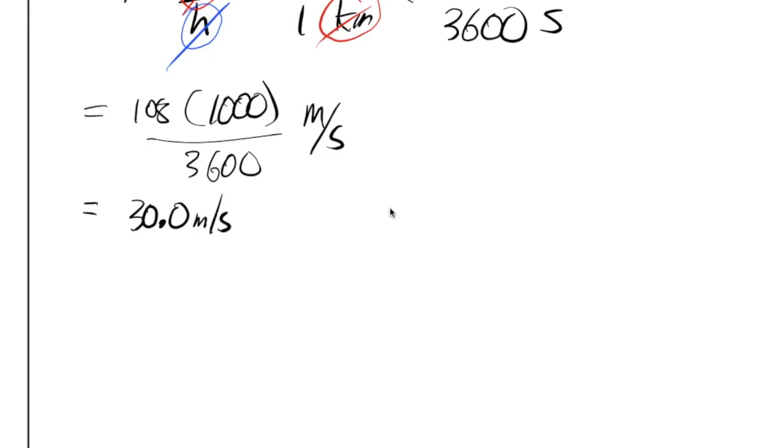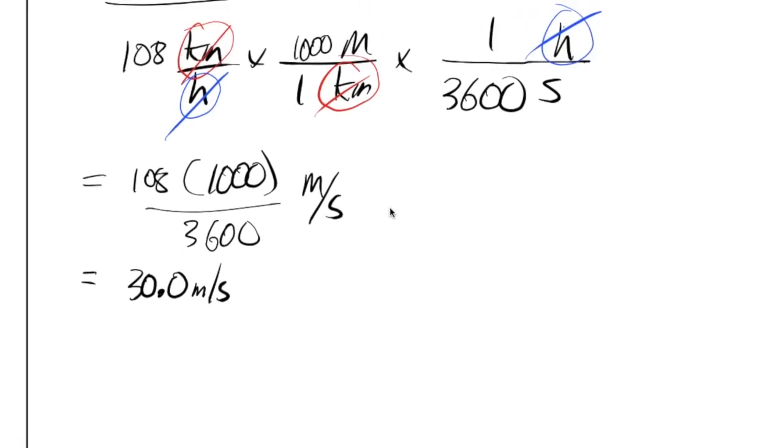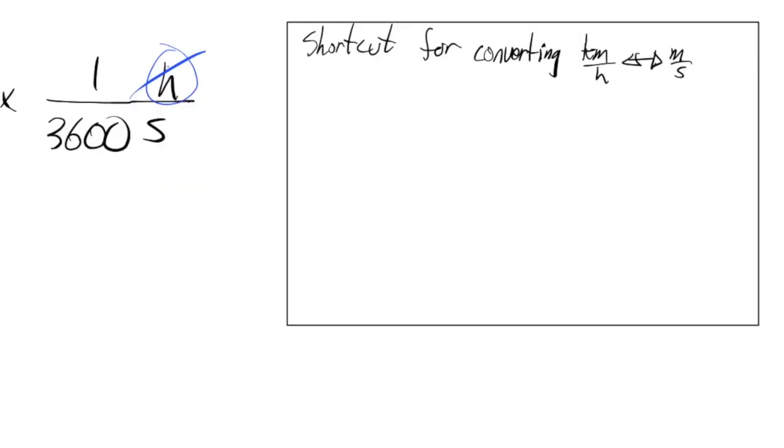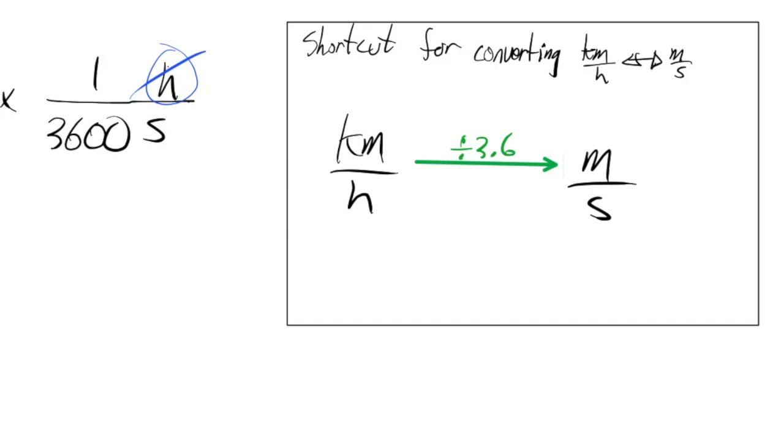However, it turns out that this can be done much more easily. We actually have a shortcut. So I'm going to show you the shortcut for converting kilometers per hour to meters per second and vice versa. And here's how it works. Kilometers per hour, meters per second. So when you want to go from kilometers per hour to meters per second, you divide by 3.6. Now to go from meters per second to kilometers per hour, you just multiply by 3.6. Simple as that. However, there's an important note.